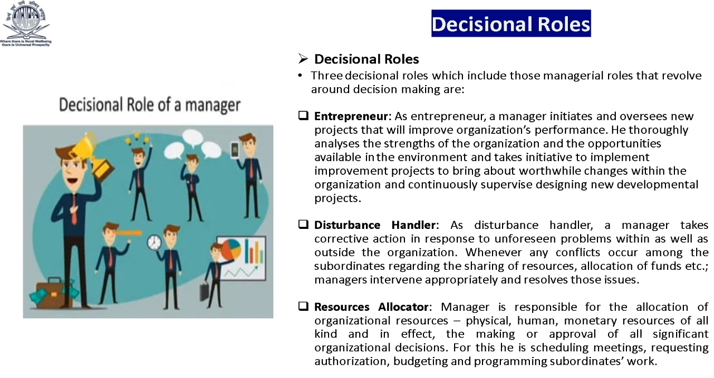Whenever any conflict occurs among his subordinates regarding the share of resources, allocation of funds, etc., the manager intervenes appropriately and resolves those issues. The third one is resource allocator. A manager is responsible for the allocation of organizational resources such as physical, human, and monetary resources of all kinds, and for making and approving all these significant organizational decisions. For this, he is scheduling meetings, requesting authorization, budgeting, and programming subordinates' work as well.